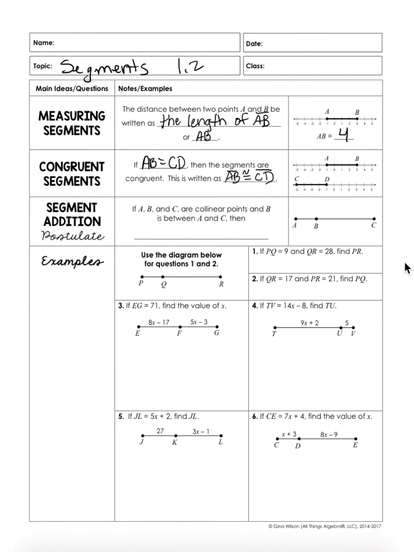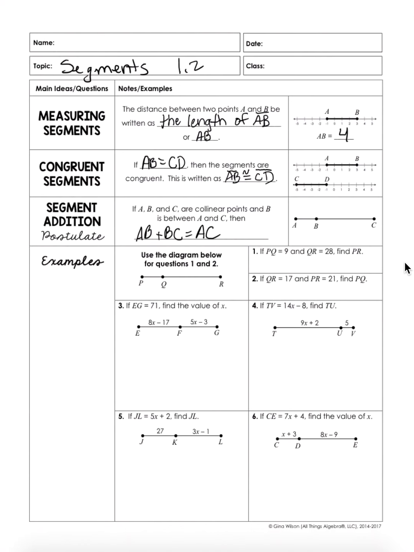All right, now we do have something called the segment addition postulate, and it says that if you have A and B and C. So if you have a big long segment AC and B is in the middle, then this first half plus your second half equals the whole thing. So the way that we would write that in geometry is AB plus BC equals AC. And we're going to practice using that here.